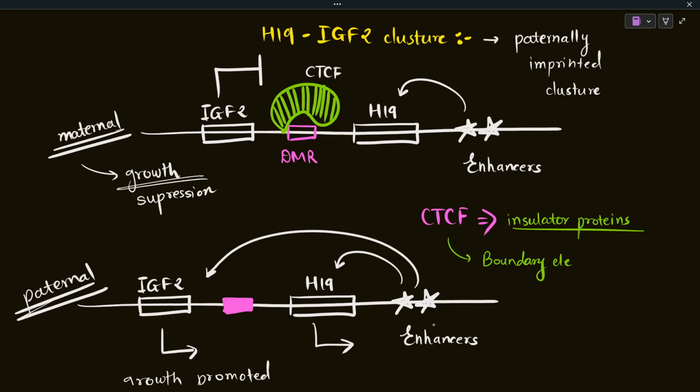In tomorrow's lecture, we will learn about certain syndromes which are linked to those clusters, those imprinted regions. If something goes wrong in this imprinted region, if there is some mutation, or if there is uniparental disomy, how that can affect and lead to syndromes or disorders.